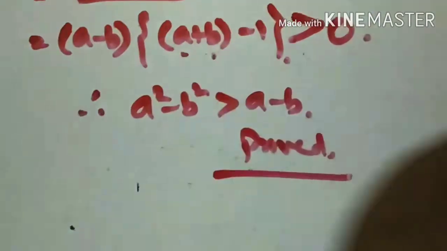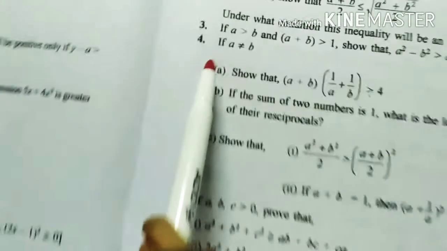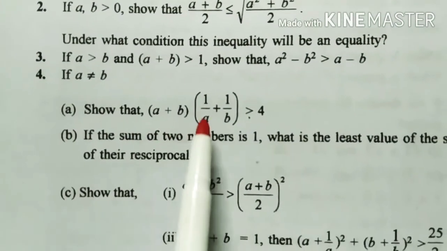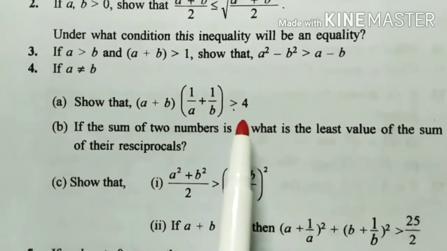This is proved. Now I am going to question number 4. So see, question number 4, that is, if a is not equal to b, we have to show that a plus b into 1 by a plus 1 by b is greater than 4.